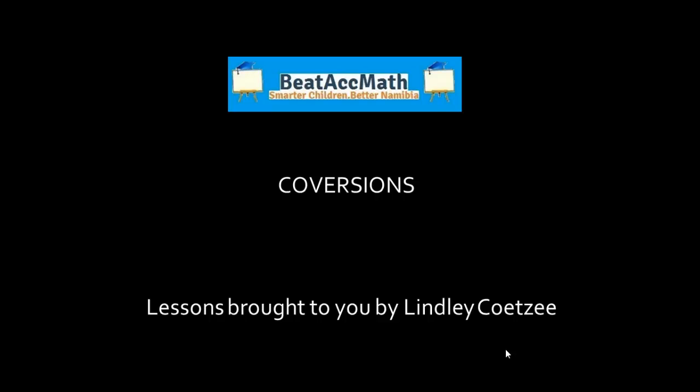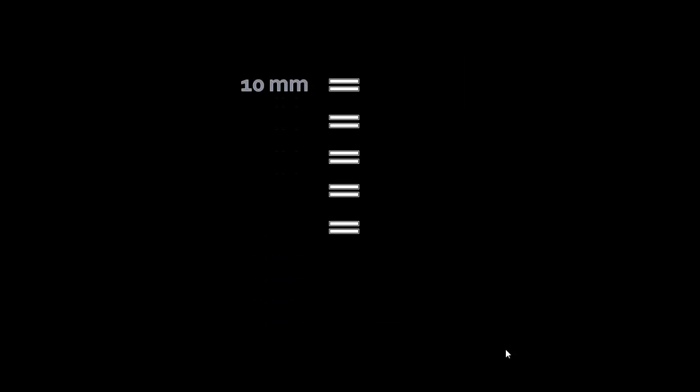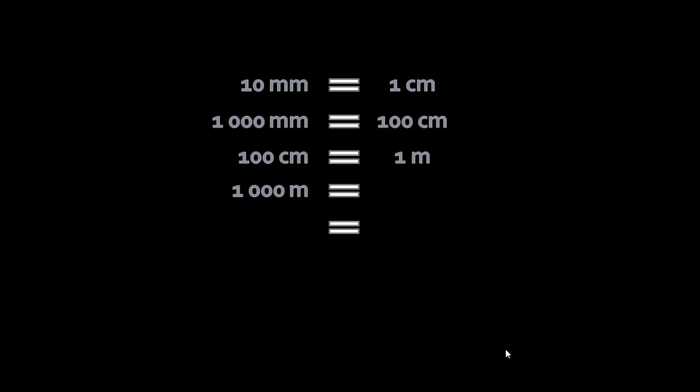In this lesson, we are going to focus on millimeters and centimeters, and then milliliters and liters, and the relationship between them. Now, 10 millimeters is equal to 1 centimeter. If you're not sure, then you can just check out your ruler. And 1000 millimeters is equal to 100 centimeters. And 100 centimeters is equal to 1 meter, and 1000 meters is equal to 1 kilometer. And then finally, 1000 milliliters is equal to 1 liter.